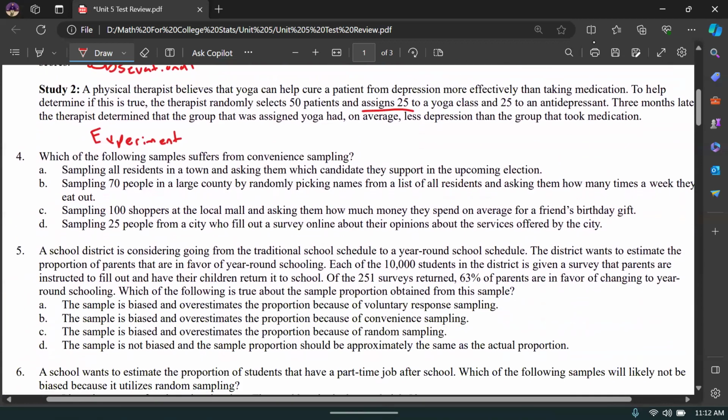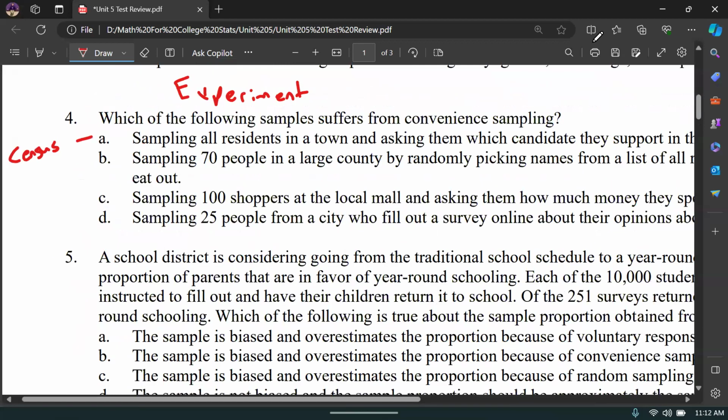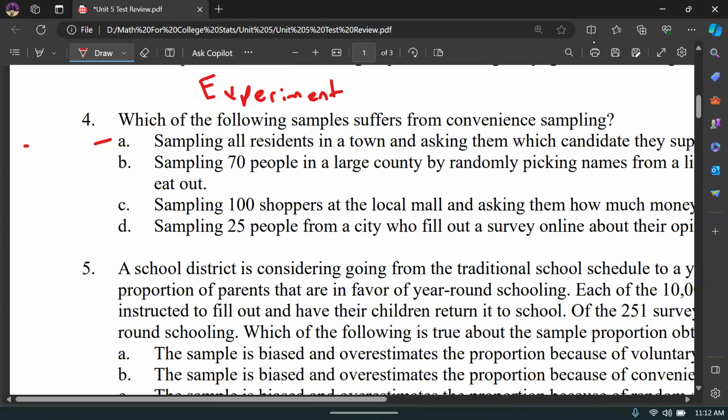Number 4, which of the following samples suffers from convenience sampling? Let me go through all of them. A, sampling all residents in a town and asking them which candidate to support. A, by the way, is a census. So it's not A. A census, remember, is when you ask everybody.